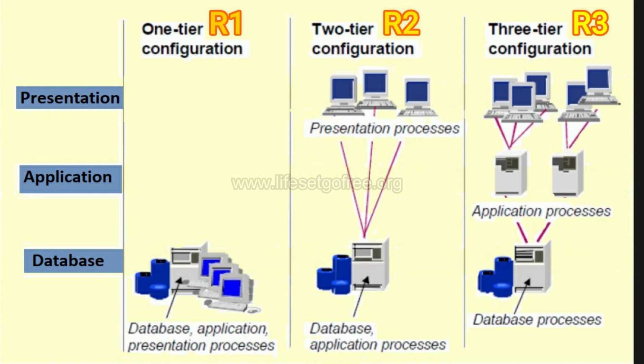Now comes the R3 architecture. What is R3 architecture? I know every one of you might have understood what R3 architecture is. The presentation layer will be installed on one server, the application will be on one server, and the database will be on one more server. That means all three layers are installed in three separate systems or servers. Then it is known as SAP R3 architecture.